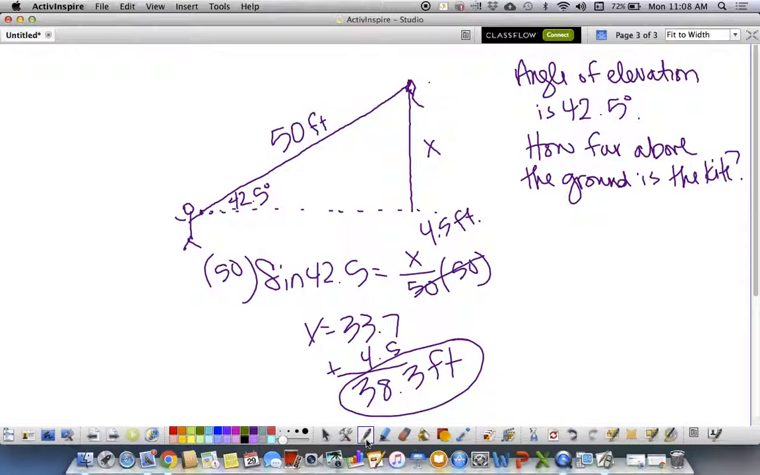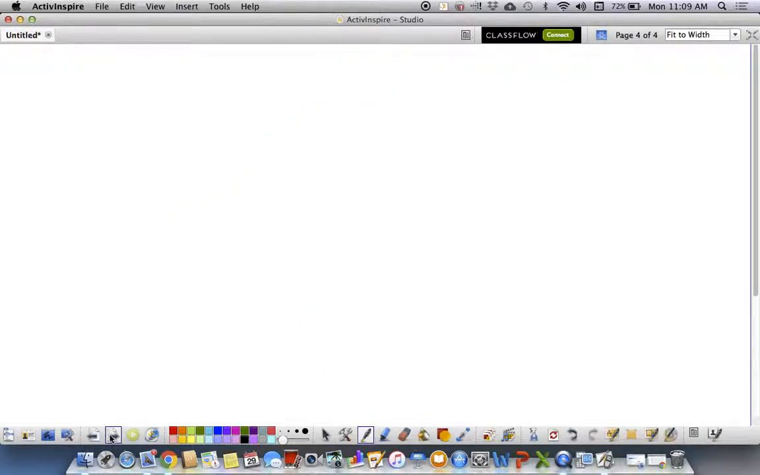That's pretty good. With human error, we're always going to have some error. That's like approximate. As tall as the girl on the ledge of the building. 38 feet off the ground. Alright, somebody else.